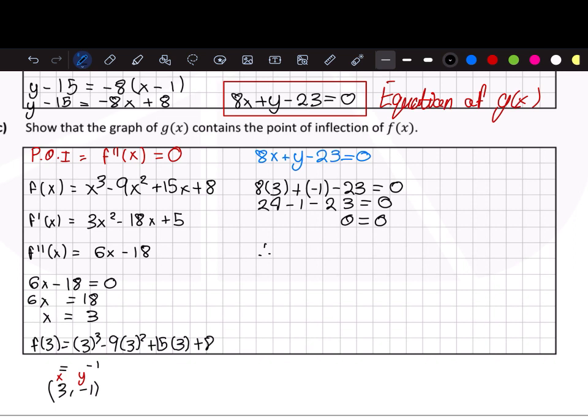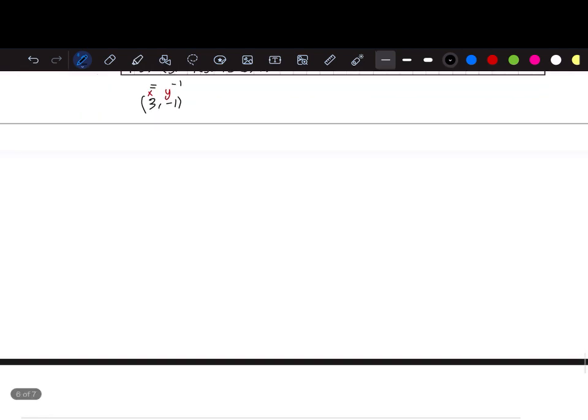So therefore, g of x contains the point of inflection. So that's one way of doing it.